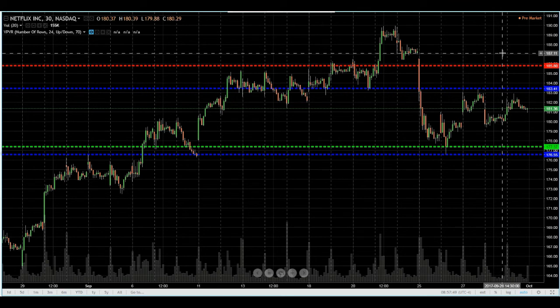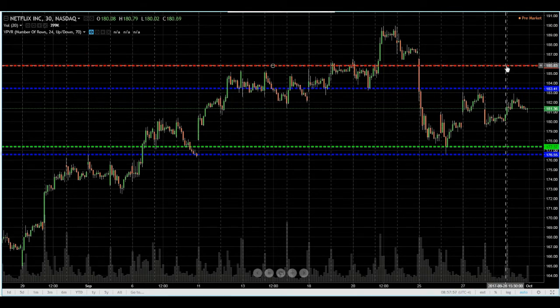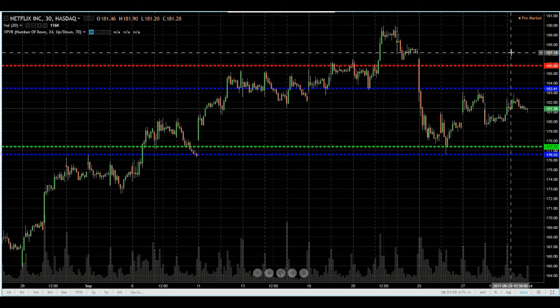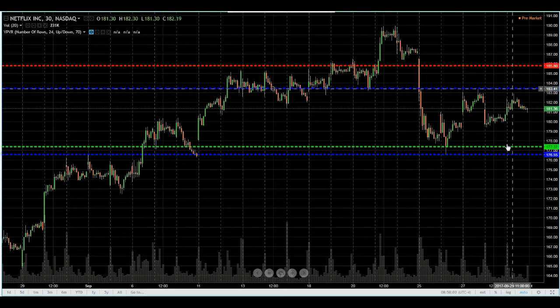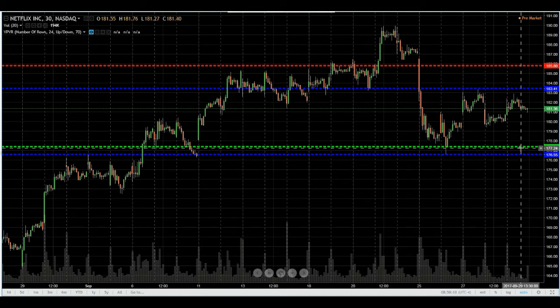There's an open gap here that's a bit interesting. But if I wanted to be a little bit more on the conservative side, I'd wait for that gap to close and then I'd consider a short. But generally a long bias on Netflix today, hoping to buy off of this level. We'll have to see how that goes.